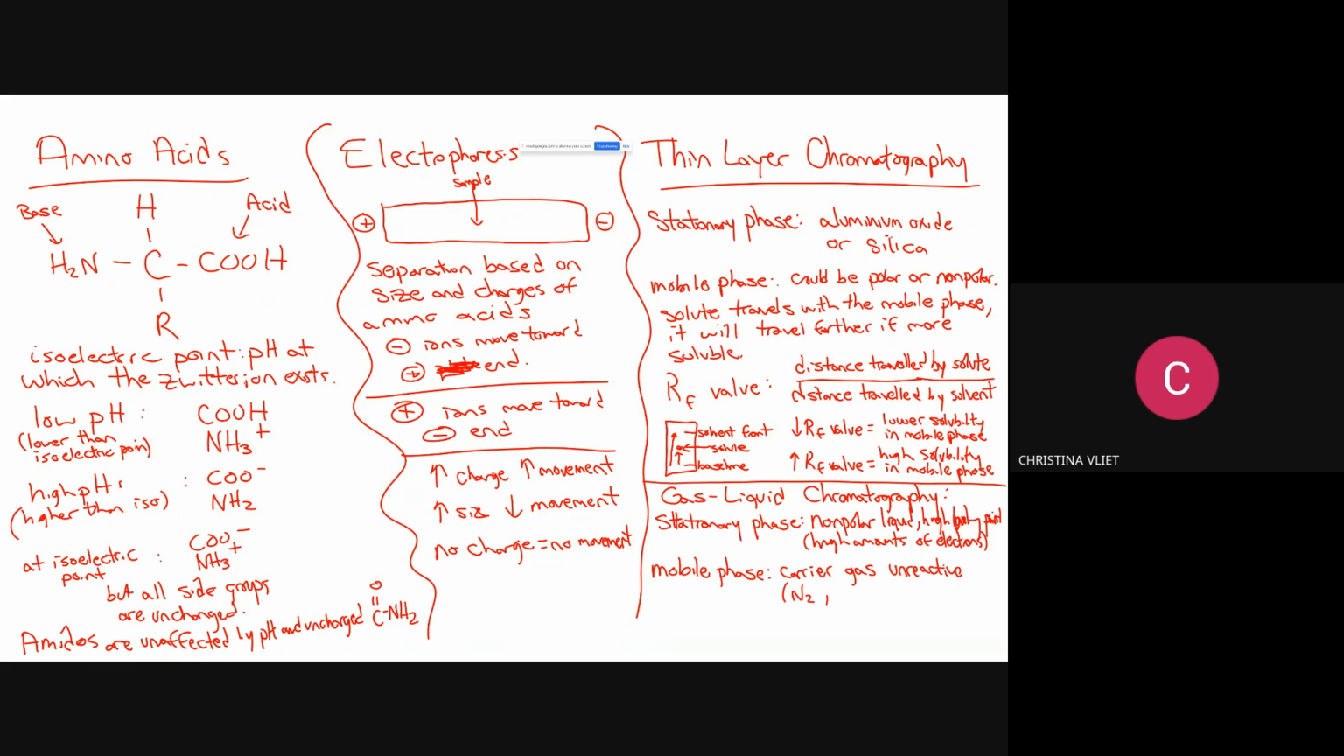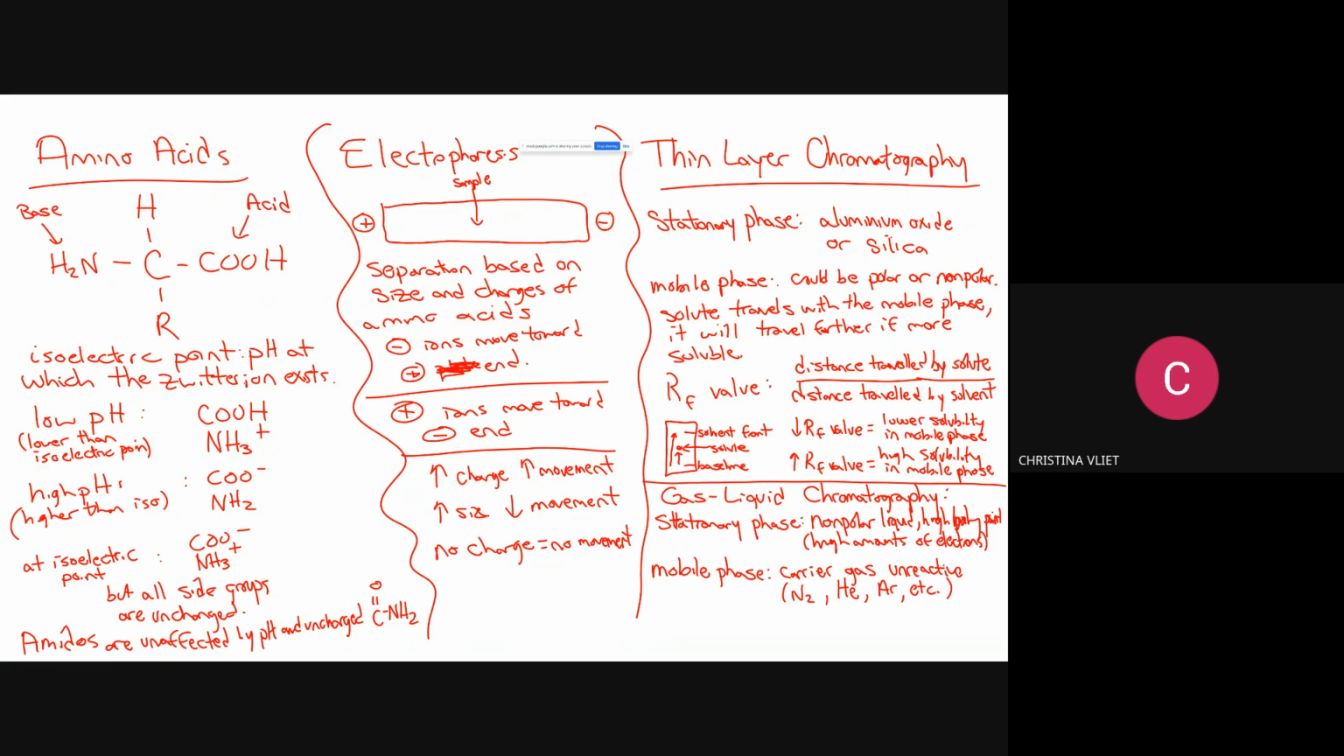Yes. What does it say next to a nonpolar liquid? High boiling point. Sorry. So anything like helium, argon, etc. The carrier gas has to be unreactive. It's just carrying your sample through.